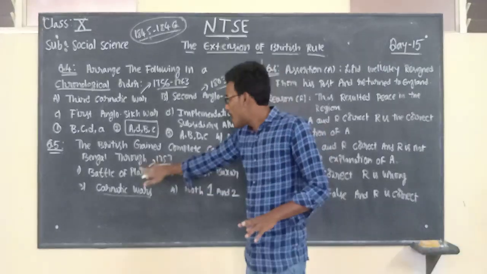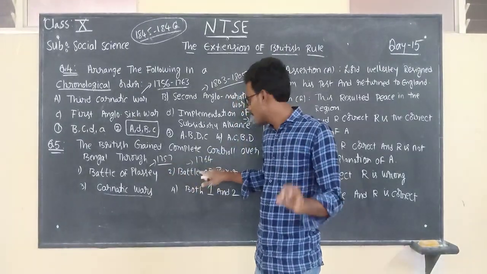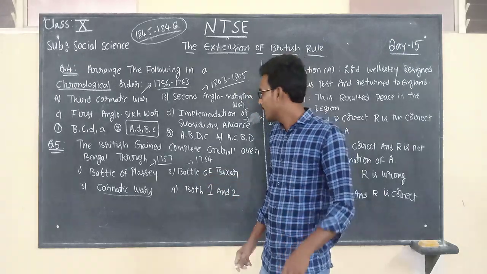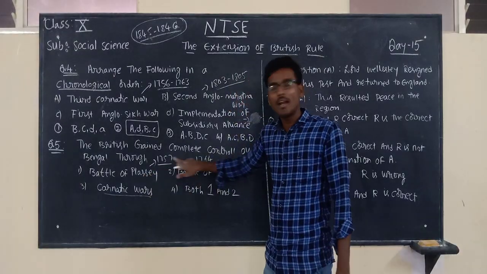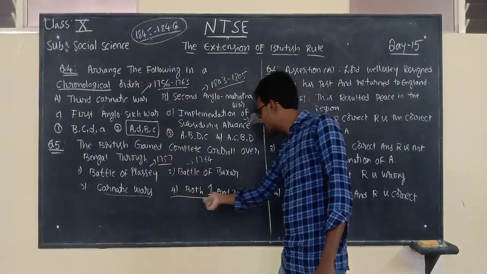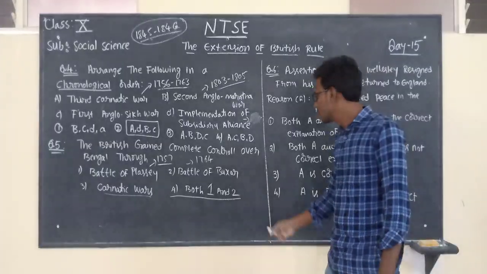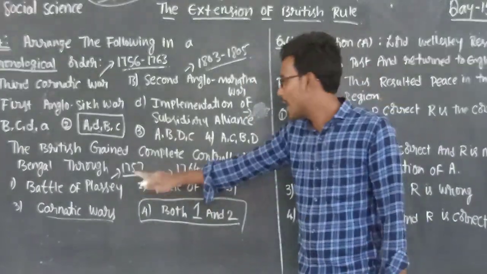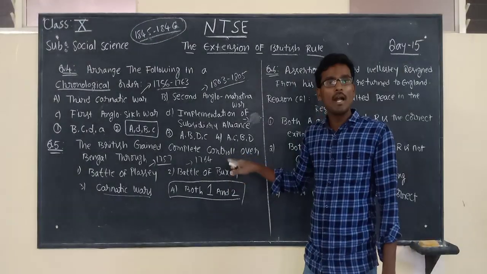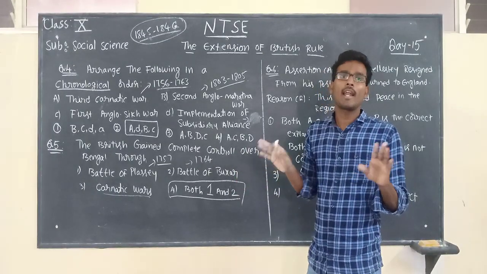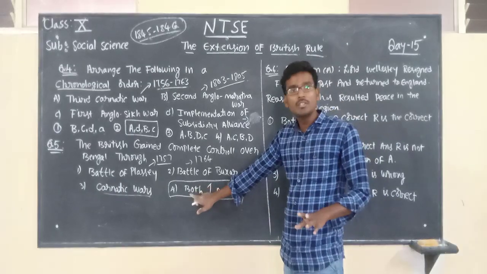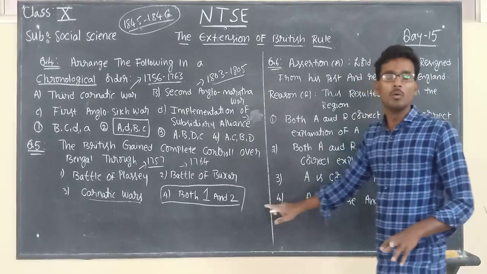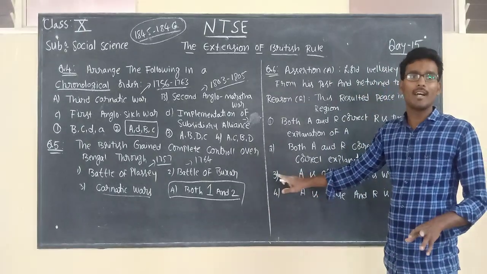Listen. Through the Battle of Plassey and the Battle of Buxar only, the Britishers gained control over the Bengal region. But here both options are correct, right? 1 and 2 are also correct. So we have to select option number 4. Both 1 and 2 are correct. The Battle of Plassey as well as the Battle of Buxar is the correct answer. So here we have chosen option number 4.